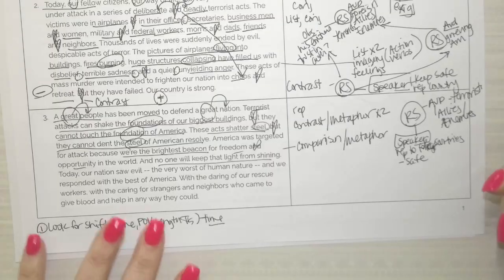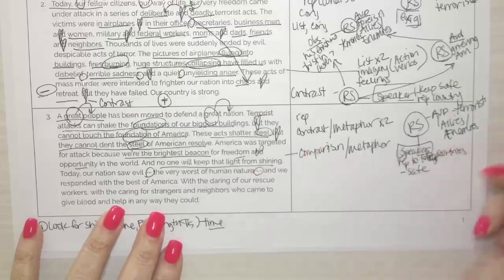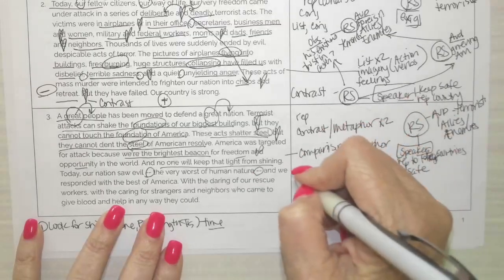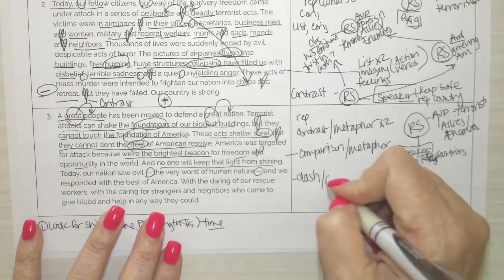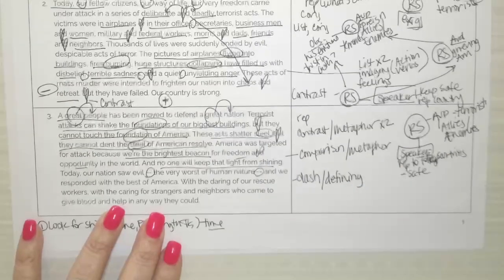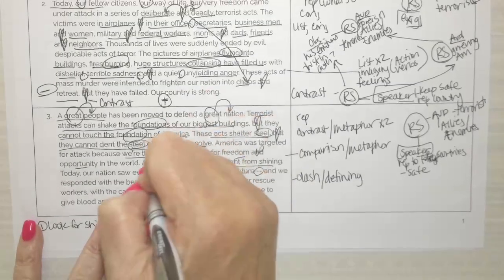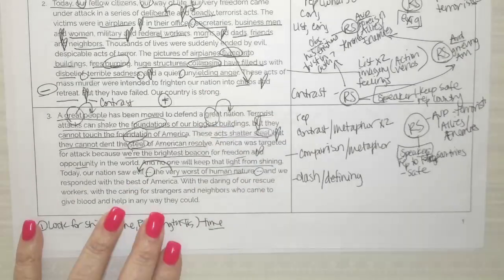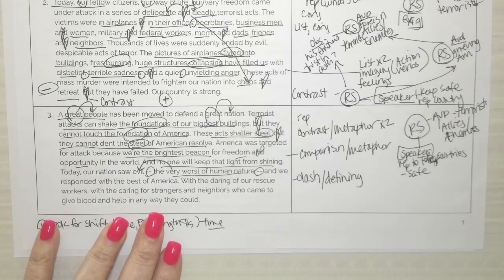All right. Next one. Today our nation saw evil, the very worst of human nature. Again, I don't recommend analyzing a dash. It's easy to label. Here, what is the dash doing? It's defining. So the very worst of human nature is redefining what evil is. So I'd probably label it more as definition instead of a dash because there's not much to do there.